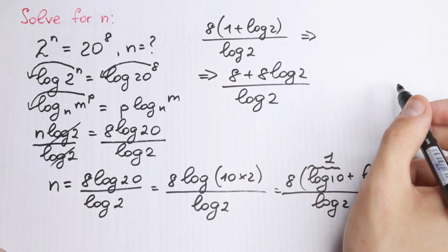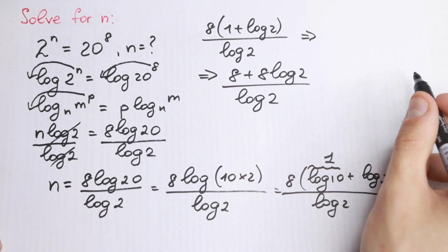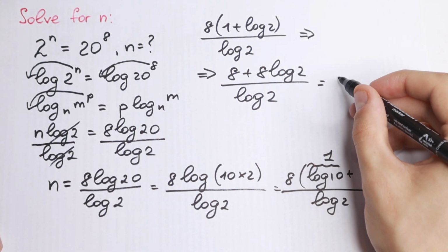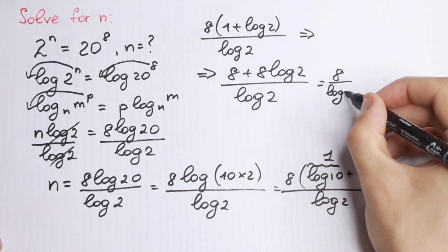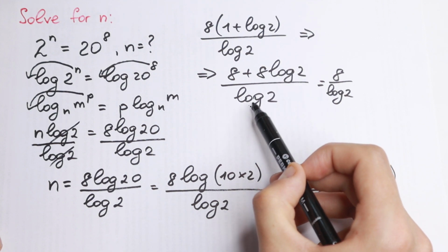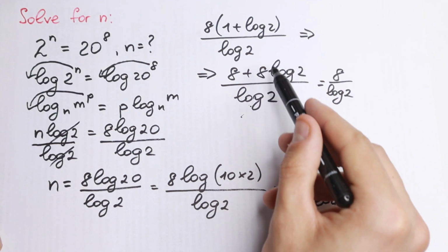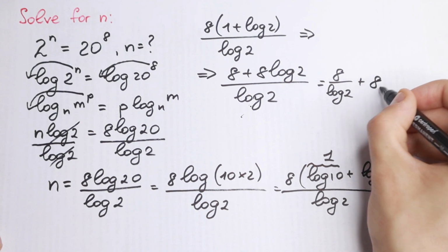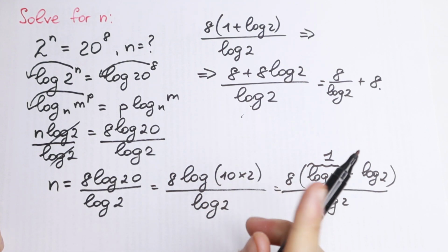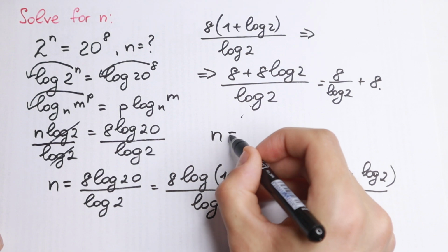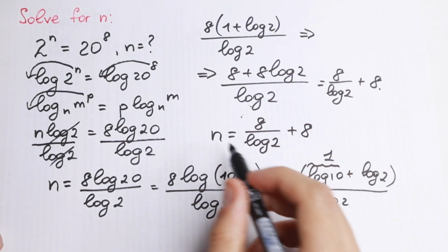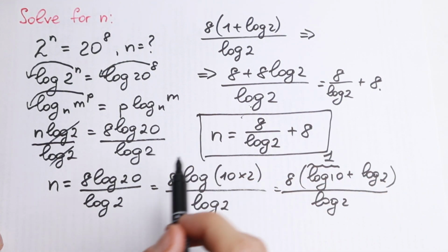It looks like a final answer, but we can do one more step, because if we divide by parts by this log 2, we will have our final answer. So we will have 8 over log 2, and right here if we divide 8 log 2 over log 2, we will have only 8. So this log and this log cancel, and we'll have plus 8. I hope you understand this step. If you don't understand, write a question in the comment, and our final answer will be n equal to 8 over log 2 plus 8. This is our final answer.